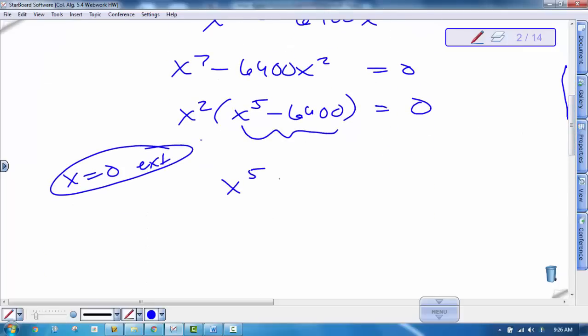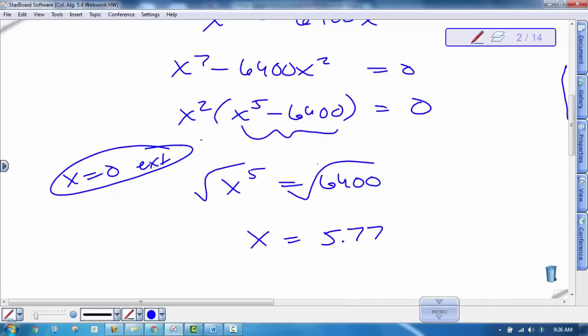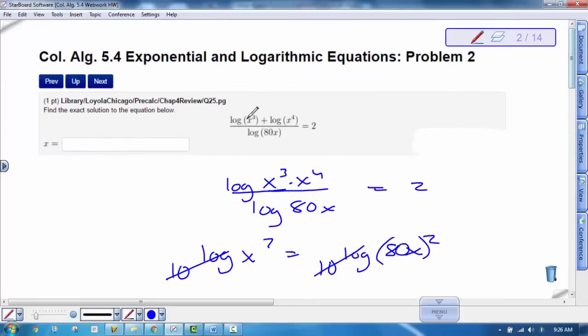Let's look for that. x to the 5th minus 6400 equals 0, so you can move 6400 to the right side and take the 5th root. So the 5th root of 6400 is about 5.77, or you can just leave it as the 5th root of 6400. But I'm going to check that up here. So I did that in my calculator, and I'm going to try to plug it in here and see if it works. And it does.